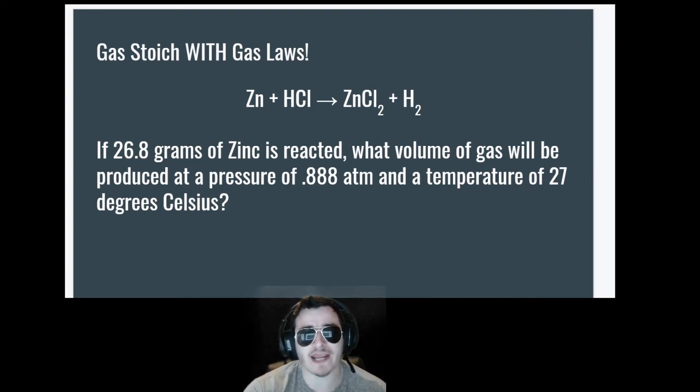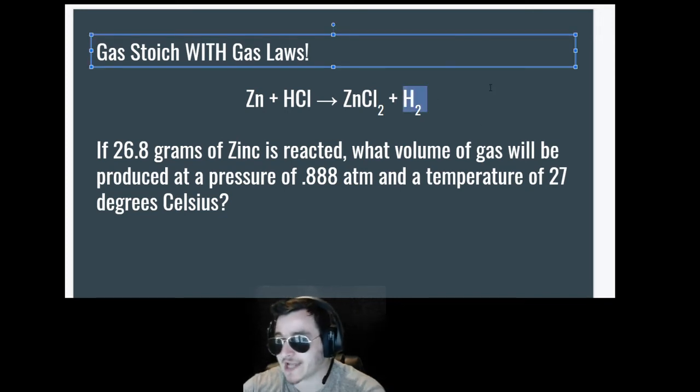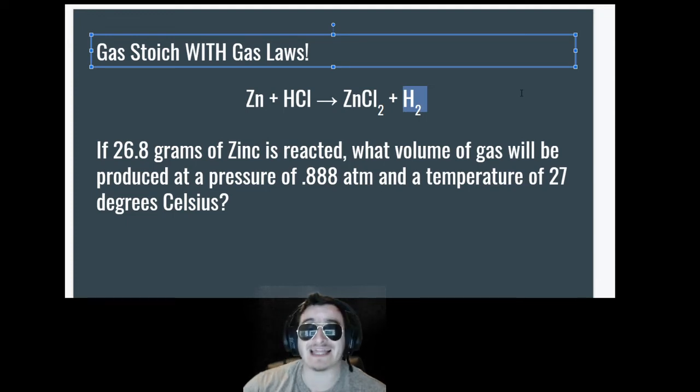If 26.8 grams of zinc is reacted, what volume of gas will be produced at a pressure of 0.888 atm and a temperature of 27 degrees Celsius? What are we going to do? Well, first of all, we need to determine what the product is. What volume of gas? Well, which of these 2 is going to be a gas? Well, it's certainly going to be the hydrogen gas. So that is what we're looking for. We are looking for volume, aka liters, of H2 that is produced.